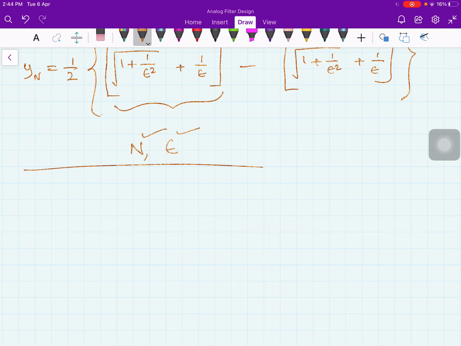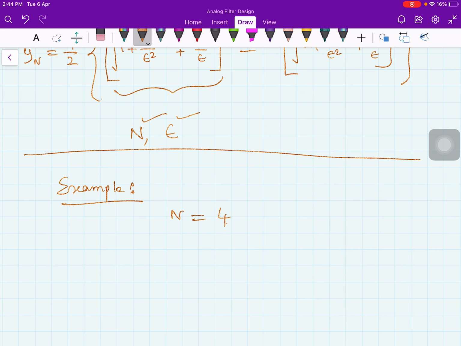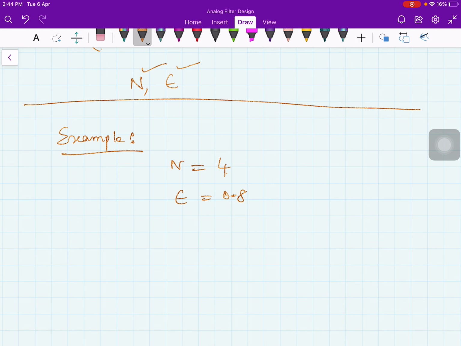Okay, now let us take an example. As an example, suppose capital N is equal to 4 and epsilon is equal to 0.8. Then the calculation proceeds like this. And now to calculate this yn, Ck and Bk, you can make a small program.